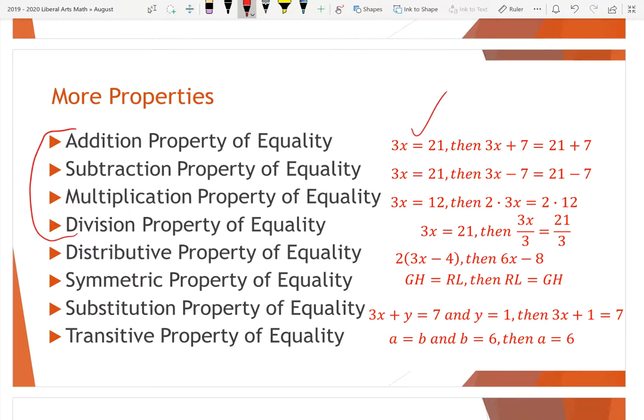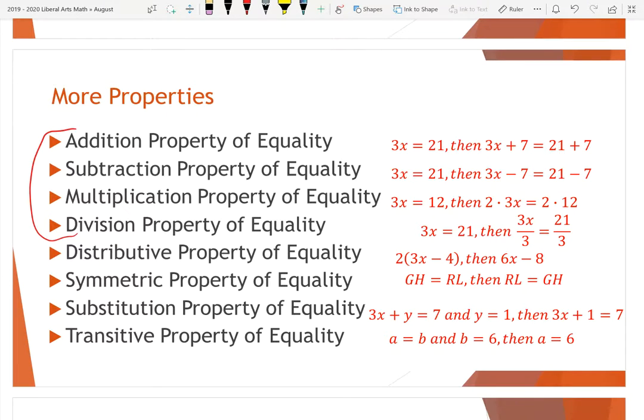So 3x equals 21. I can have 3x plus 7 equals 21 plus 7 because again, I'm adding the same number on both sides. This would be perfectly fine. Subtraction property of equality, 3x equal to 21 is the original. I can subtract 7 on both sides and it would still be the same thing. Multiplication property of equality, again, same example, 3x equals 21. I can multiply 2 on both sides and it would still, again, be equal. Division property of equality, again, same example, 3x equals 21. I can divide both sides by the same number. And again, everything would still be equal.